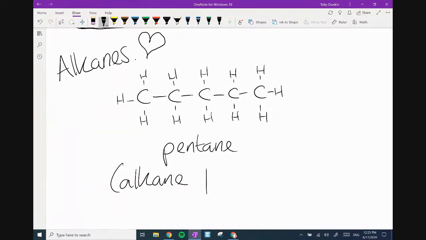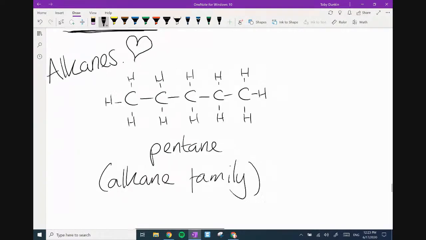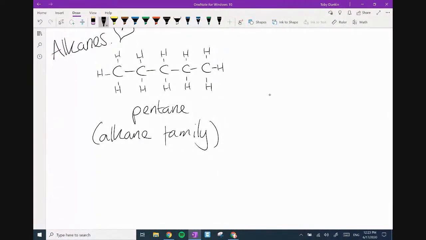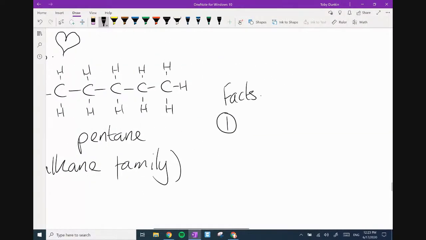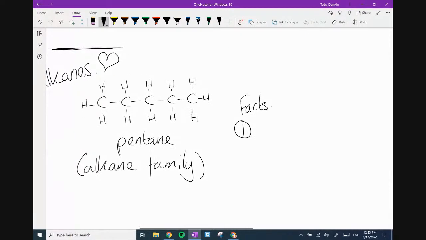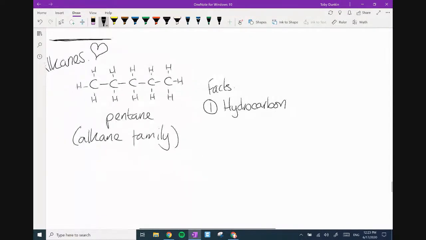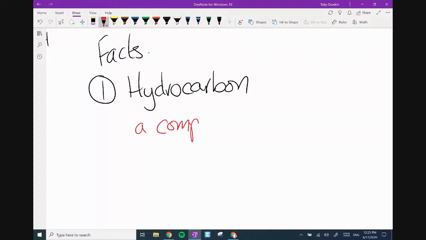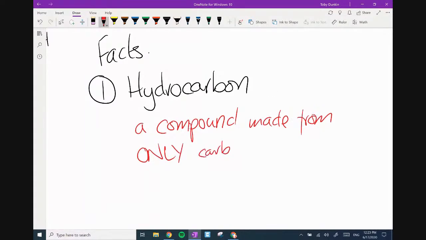Now, as a family, we know a couple of things about them. Number one is we can use certain words to describe it. And at this point, we're just going to give some really good words. So these are facts. Number one, this family is classed as what's called a hydrocarbon. And that stands for, I'm going to put that in red, a hydrocarbon: a compound made from only, capitalize my only, you've got to say that for the mark, only carbon and hydrogen. It's nice to pick up these words, hydrocarbon.